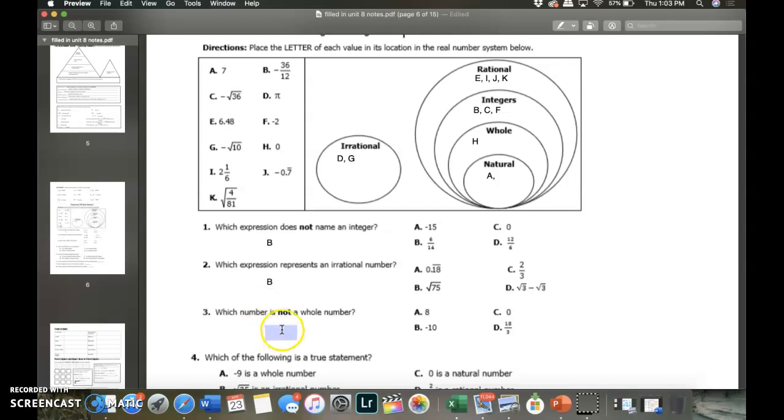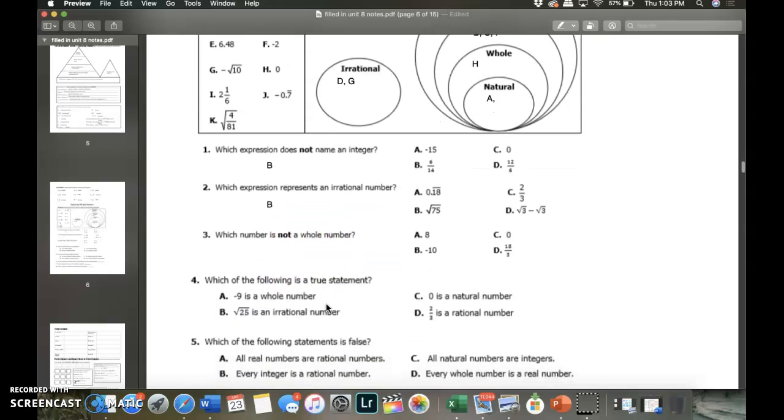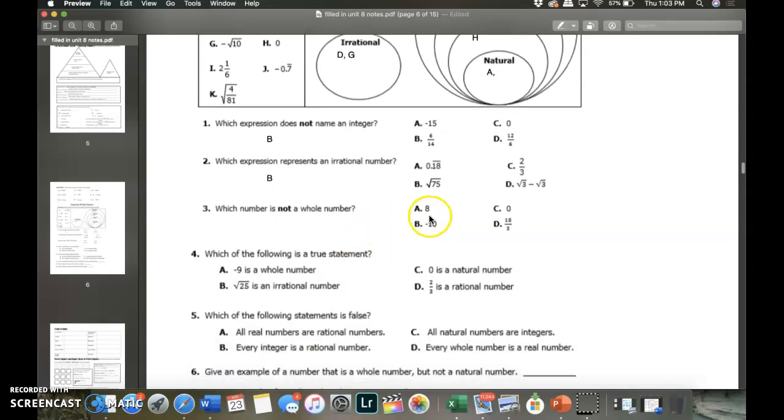So B. Which number is not a whole number? Well, 8's a whole number. Can you have negative wholes? Nope. Okay, well, let's check this. 0. You can have 0 whole pizzas. You can have 0 wholes. And then what about 18 divided by 3? Well, 18 divided by 3 is 6. So we're actually categorizing 6 as a whole number. So the only non-whole number there is going to be B again. Looks like we have a pattern.